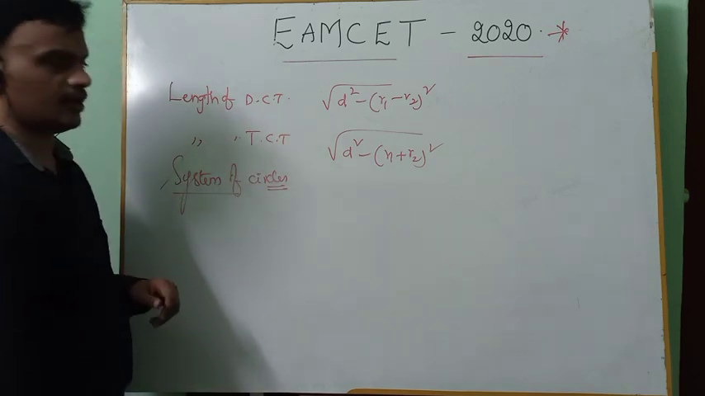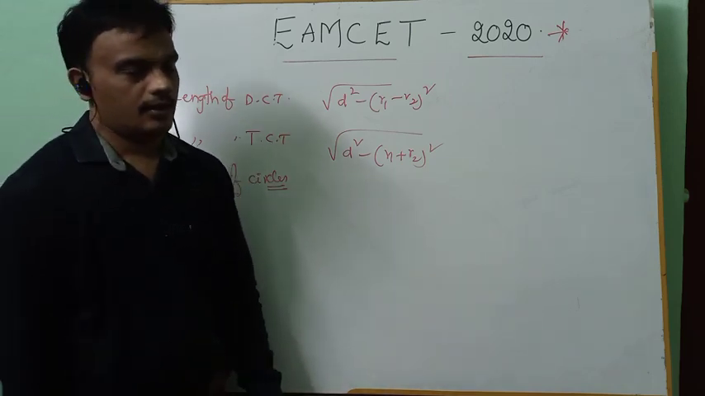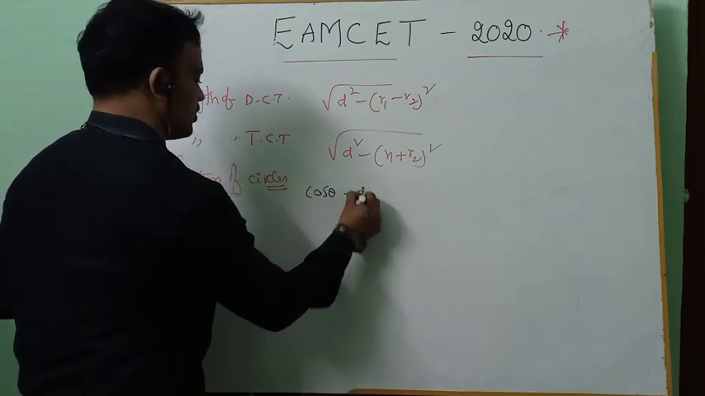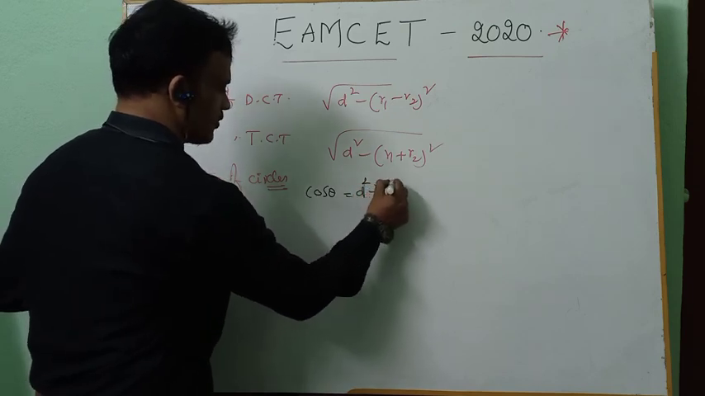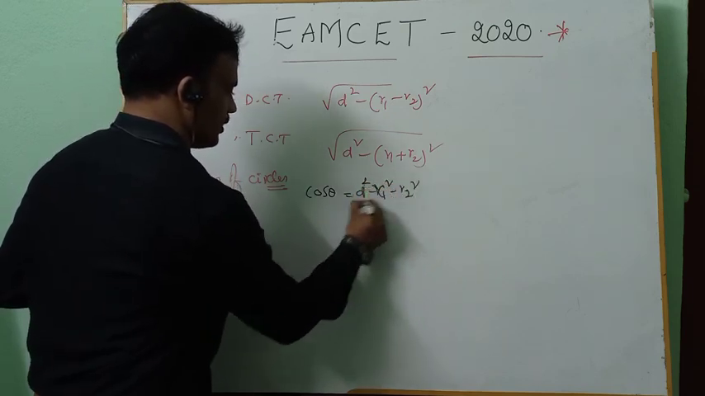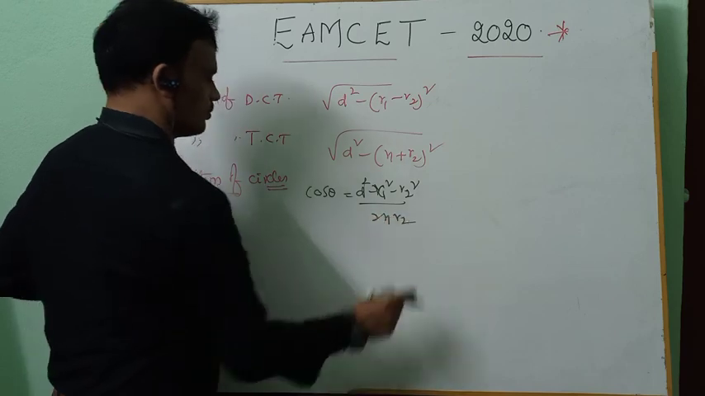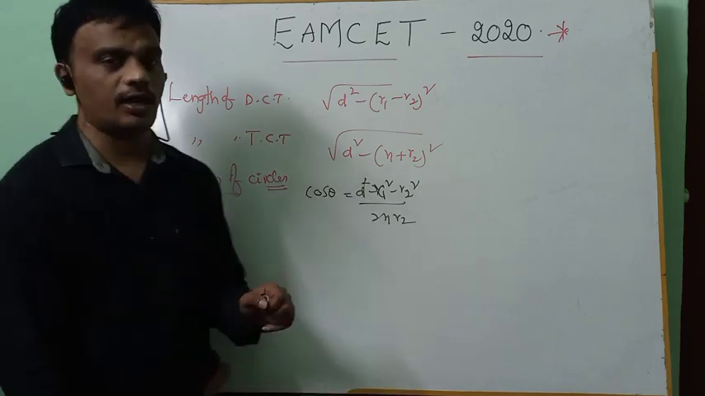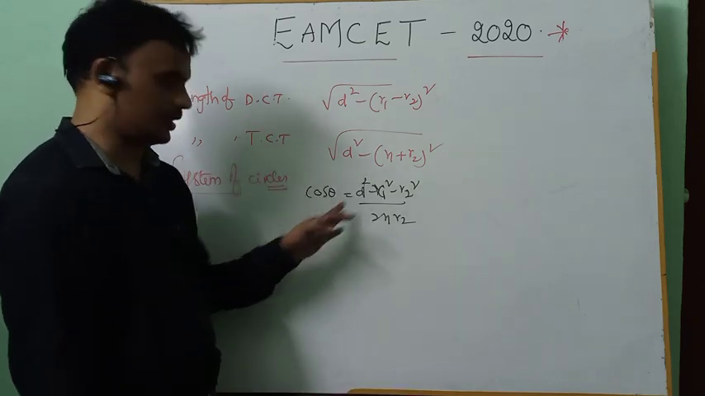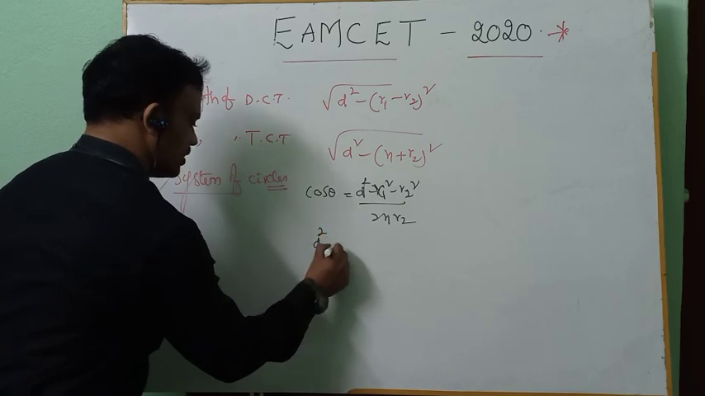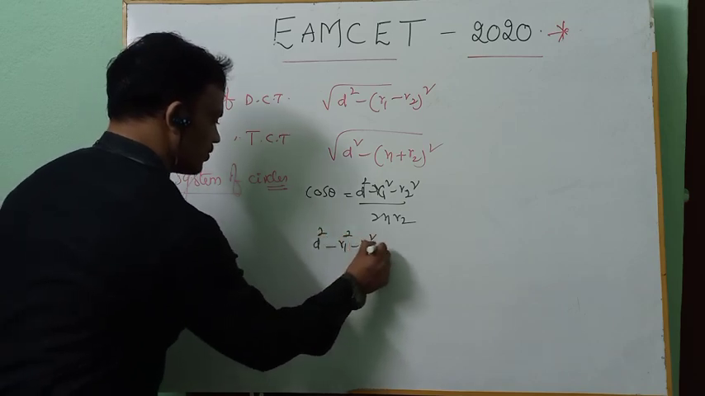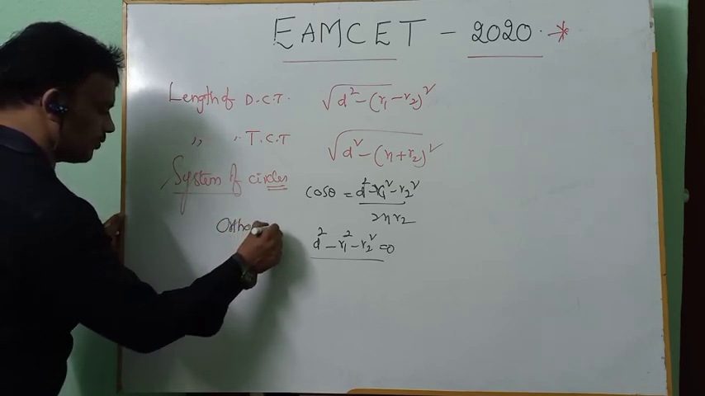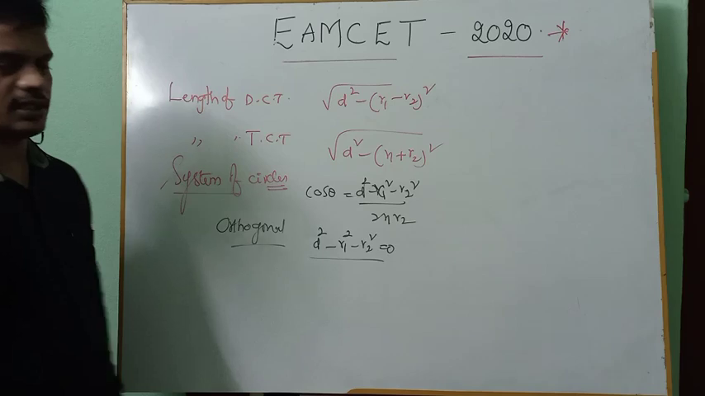I am coming to the system of circles. Of course, the basic thing is the angle between the two circles. Cos theta is equal to (d square minus r1 square minus r2 square) by 2 r1 r2. What is the condition for orthogonal? Theta is 90 degrees, so the numerator d square minus r1 square minus r2 square is equal to 0. That is the condition for orthogonal: the angle between the two circles is 90 degrees.